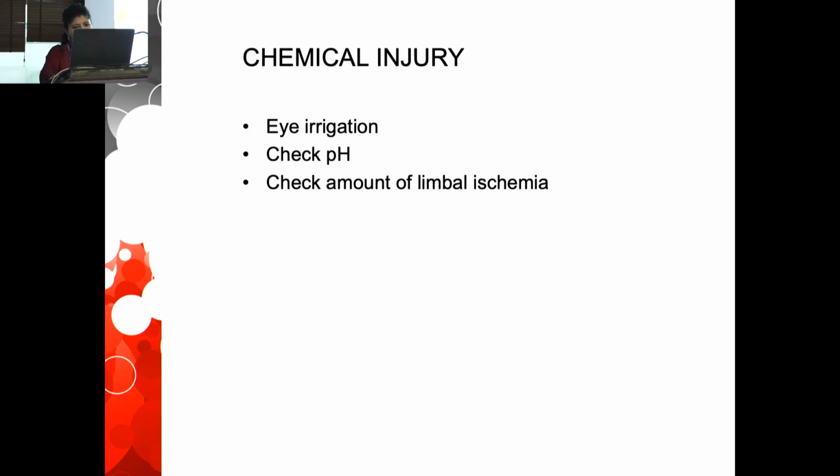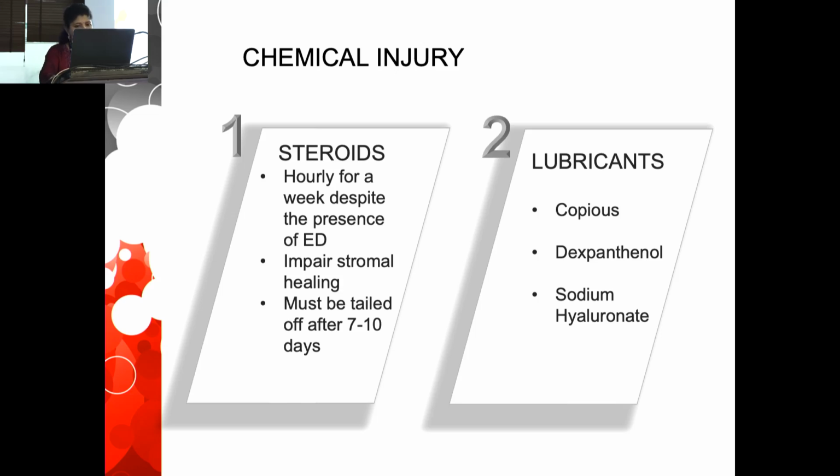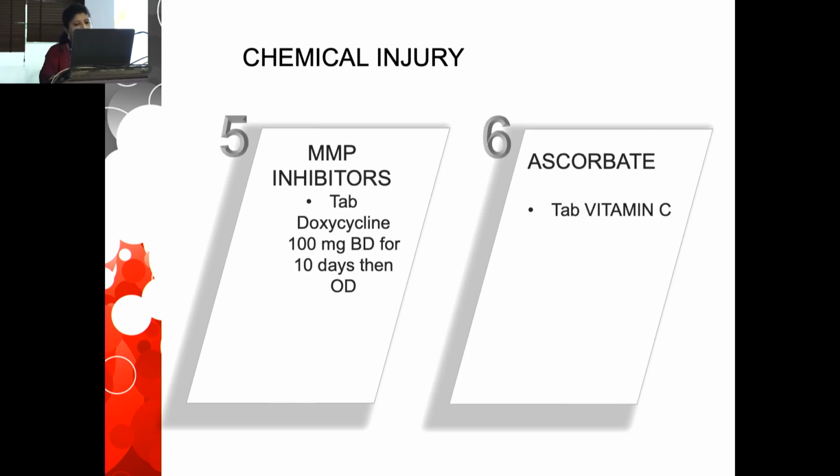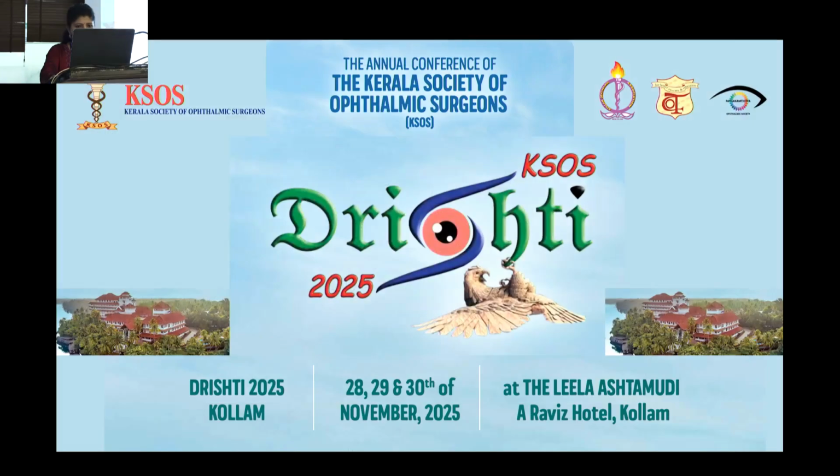Toxic keratitis, again antibiotic steroids. Chemical injury: eye irrigation, check pH, check the amount of limbal ischemia. If there are more than 3 clock hours, we have to go with AMG, or else steroids, lubricants, topical antibiotics, 4 times a day just to avoid secondary infection. MMP inhibitors and ascorbate will help. That was a roller coaster ride, I know. Thank you for the patient listening.